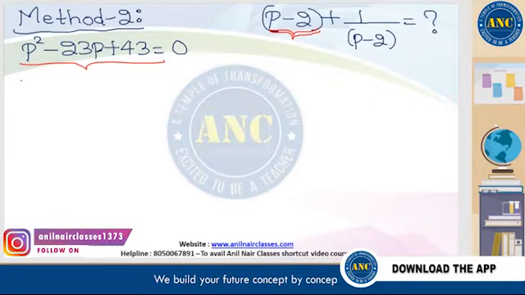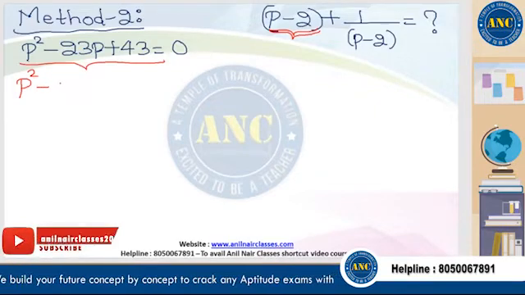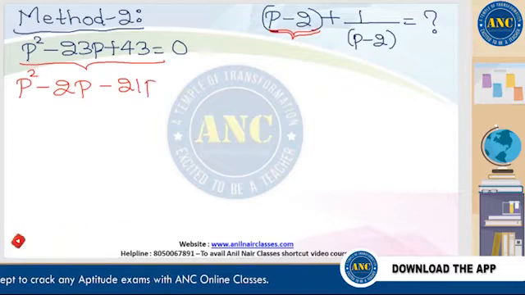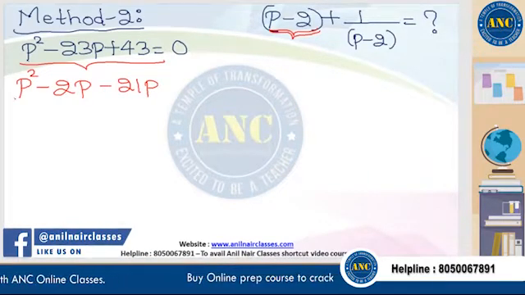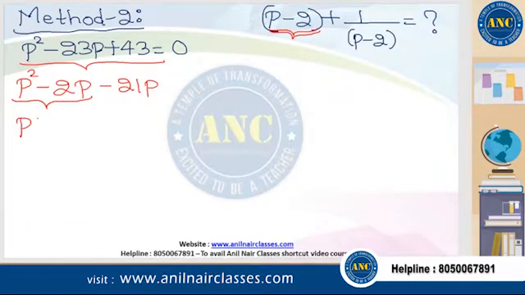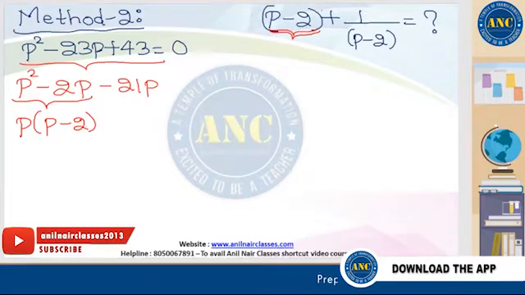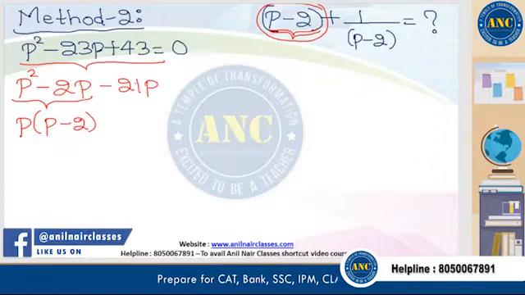That means, can I say that I can express this as p square minus 2p minus 21p, like that I will write it. Why did I write it as minus 2p minus 21p? Because if I take p common factor in the first two terms, it becomes p into p minus 2. I am very much interested in getting this term called p minus 2. Yes, I am getting it here.